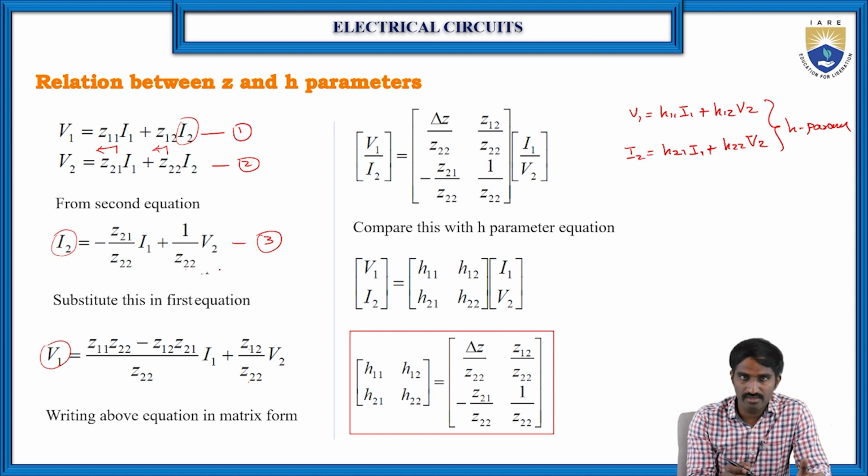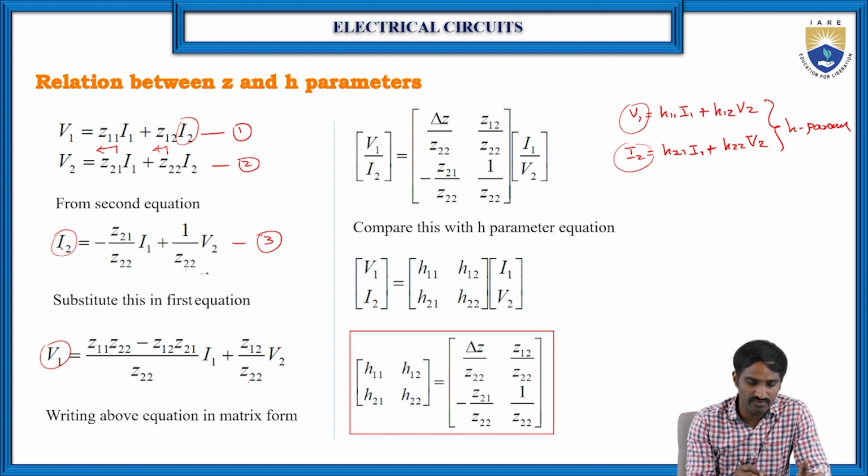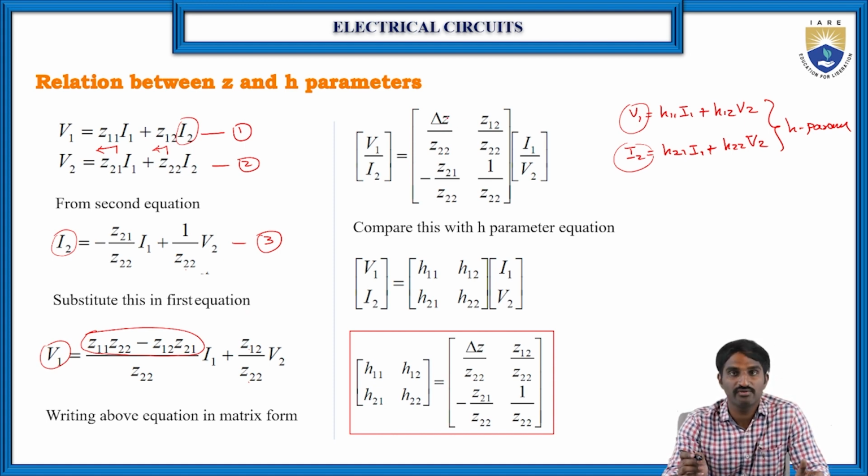Same as in the previous case, from these two equations we convert the equations into V1 and I2. So now this is V1 and I2. Just write these V1 and I2 into matrix form. You can find the coefficients of I1 and the coefficients of V2. Especially in the V1 equation, this Z11 Z22 minus Z12 Z21 is nothing but the determinant of Z. So that's why instead of that I have simply written delta Z.